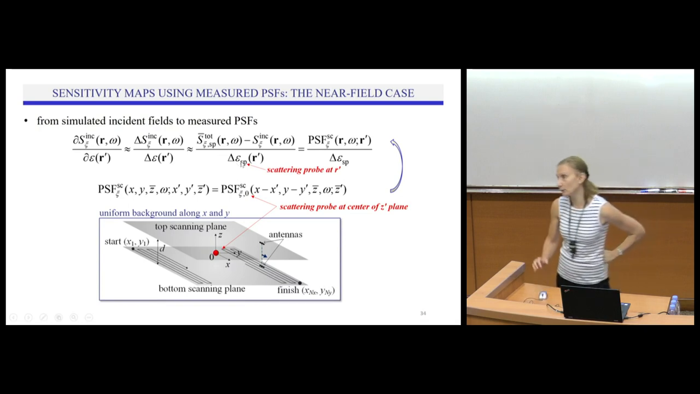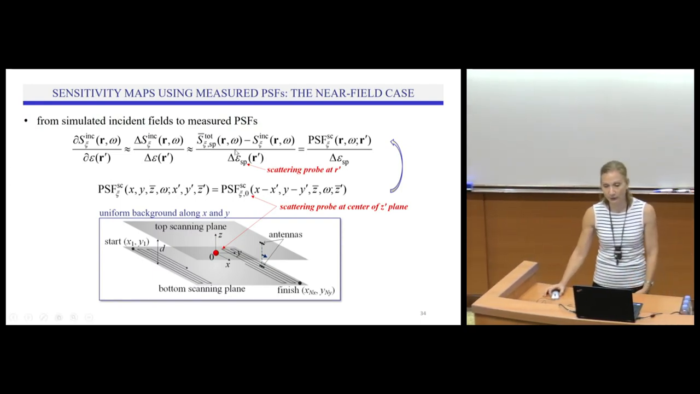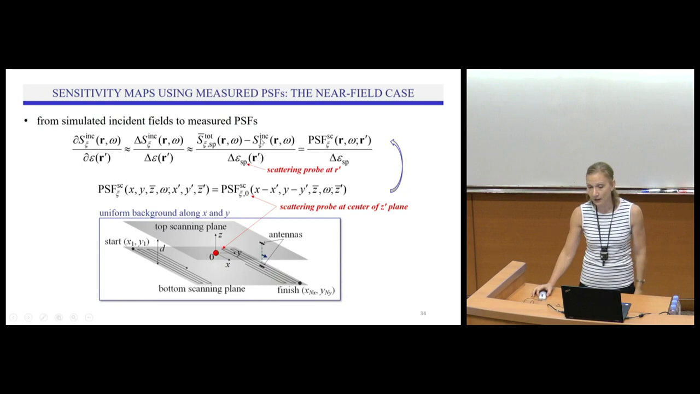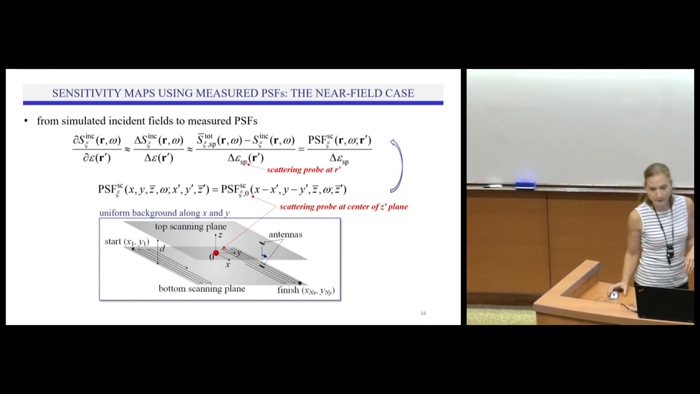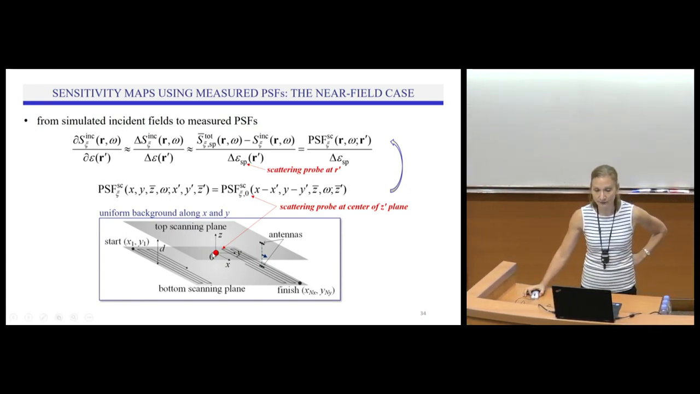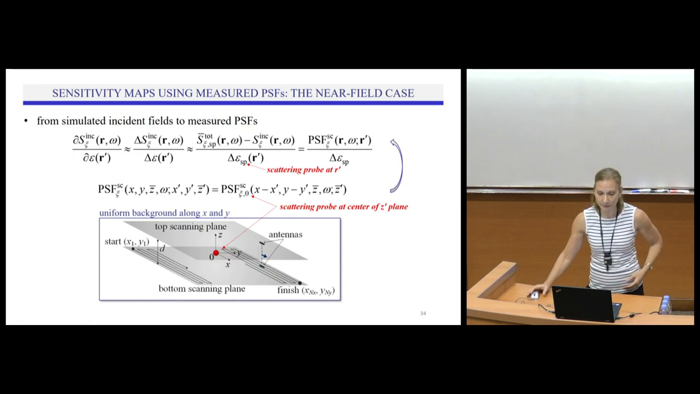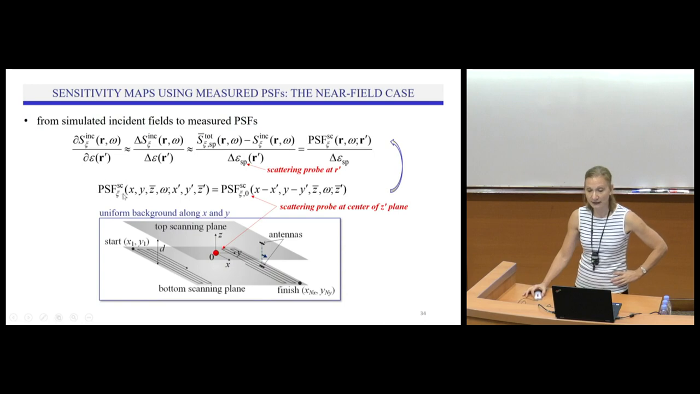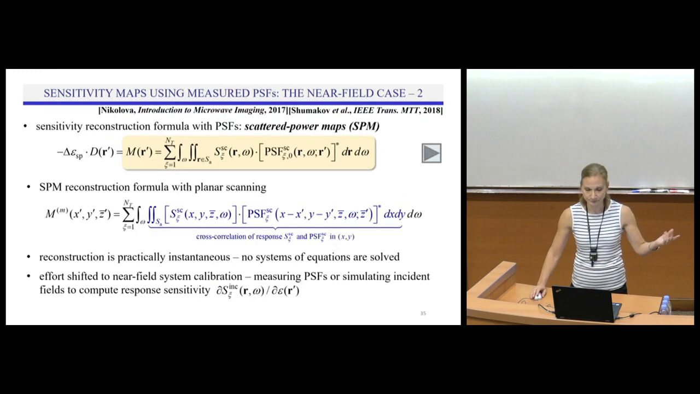This is exactly what is happening when you're measuring a probe, a scattering probe. So we do a measurement with the scattering probe, presumably at some location R prime, and then what we measure with the scattering probe we can use to calculate approximately the scattered field PSF. Of course, we measure the PSF only with the probe at the center, but again, in a uniform or layered medium, you can use that result with translation of coordinates in order to obtain the PSF for any other position of the scattering probe with respect to the antennas.